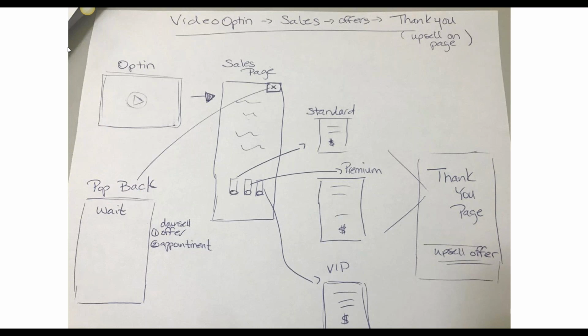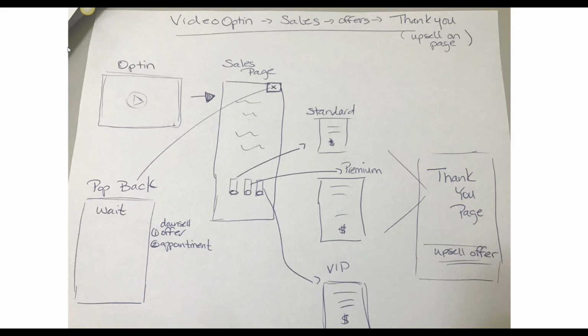In this particular case right here, and this is a big promo that we're working on right now, on the sales page we have 3 offers: a standard, a premium, and a VIP, or you could call it a titanium package. So we have 3 packages that they can pick from. If you keep following the funnel from left to right, it's opt-in, sales page, pick which one you want, standard, premium, or VIP. And then after you pay for it, it goes to the thank you page. And on the thank you page, you can have another upsell offer.